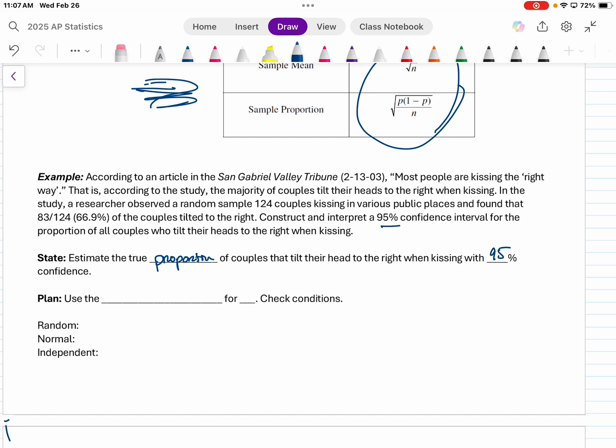Now, we didn't see it on the last two examples, but this is what I mentioned before. Notice the last sentence here. It says, construct and interpret a confidence interval for the proportion of couples that tilt their head to the right when kissing. Typically on a free response question on the AP exam, that last sentence will tell you how to start that first gate fix. It'll actually give it away, so you don't have to come up with the wording.